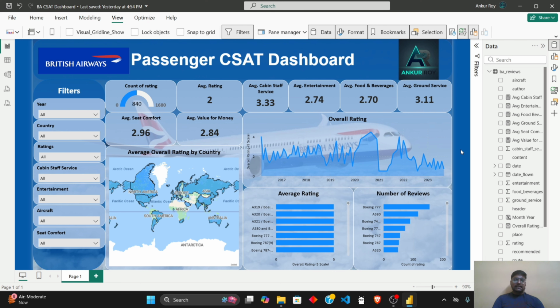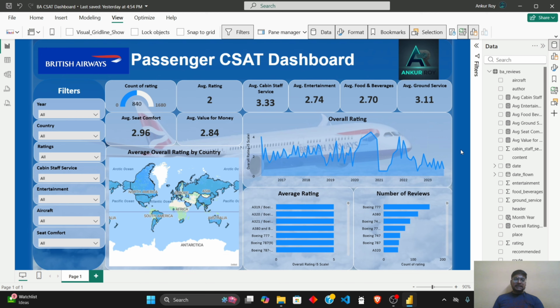One important thing to highlight upfront is that all customer satisfaction KPIs in this dashboard are standardized on a 0 to 5 rating scale. This ensures consistency across all metrics and allows for meaningful comparison between overall satisfaction and individual service components. The main objective of this dashboard is not just to visualize ratings, but to understand patterns in passenger satisfaction across different dimensions, including time, geography, aircraft type, and service quality.